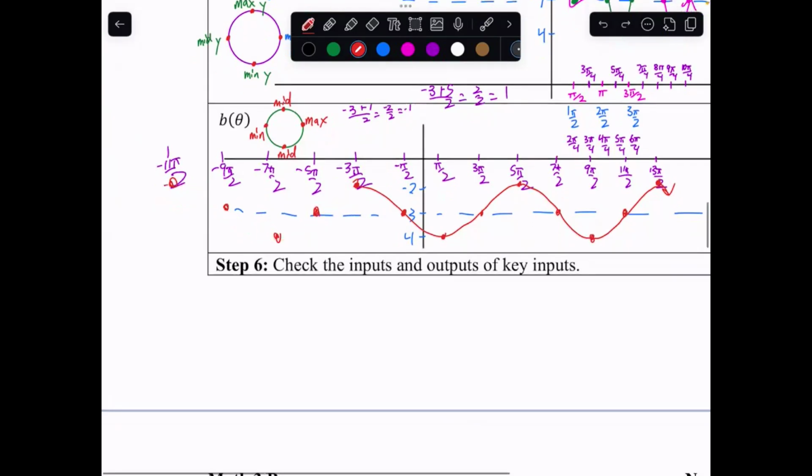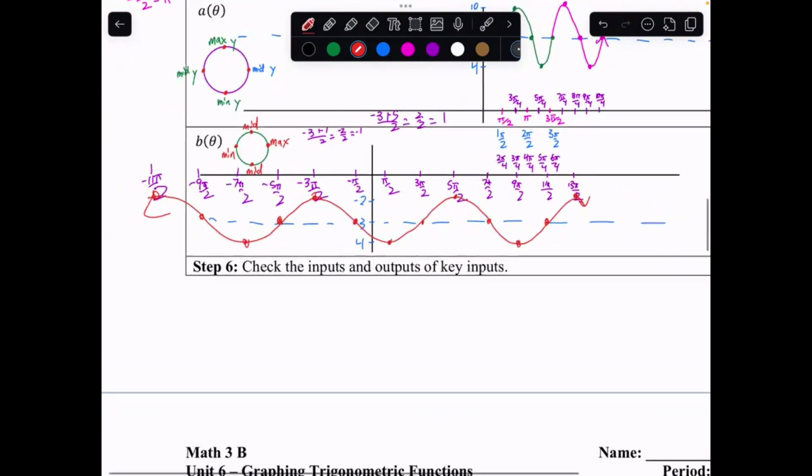Okay, so I did 3 periods. Again, you only have to do 2, but I just didn't know if you were going to go backwards or forwards, so I just did both.